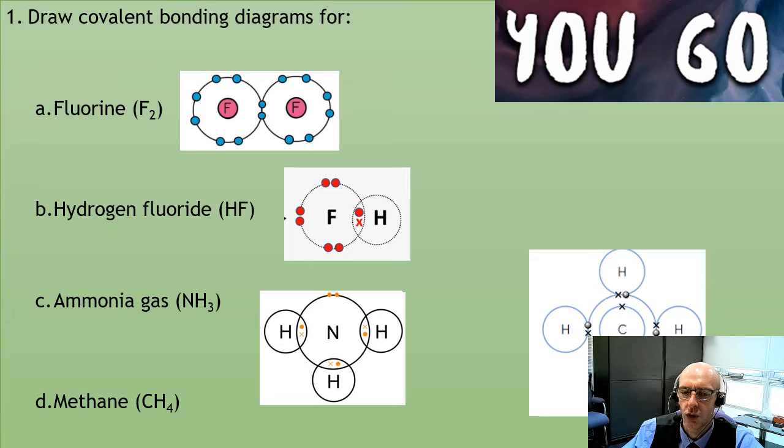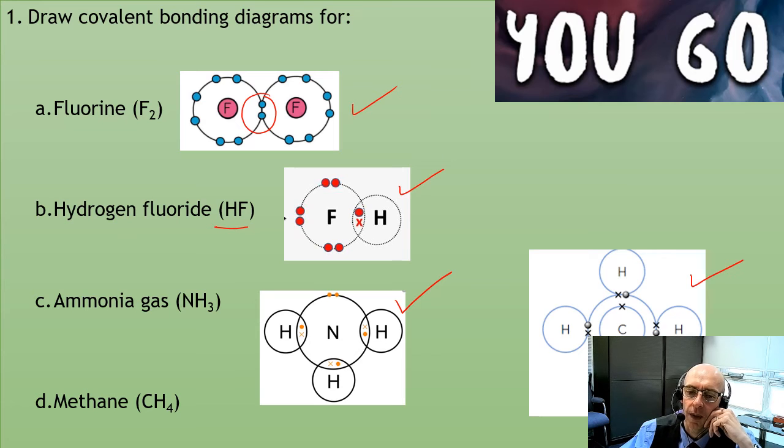And this is what you should have got. For fluorine, F2, they're sharing 1 pair of electrons here in the middle. Give yourself a tick. For hydrogen and fluorine, they're sharing 1 pair. Give yourself a tick. The ammonia one I just did with you. And very similar to that is the methane. Carbon needs 4, so it shares with 4 hydrogens.